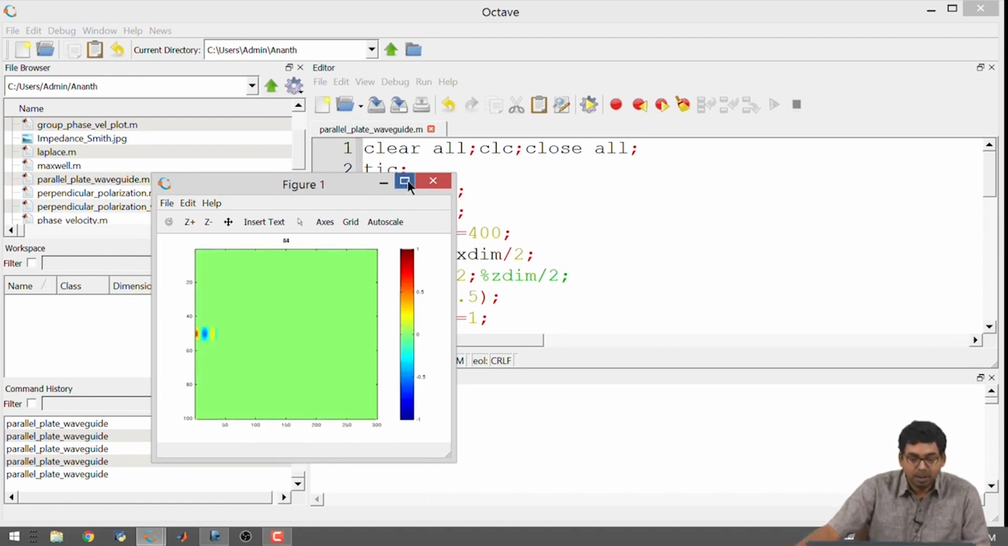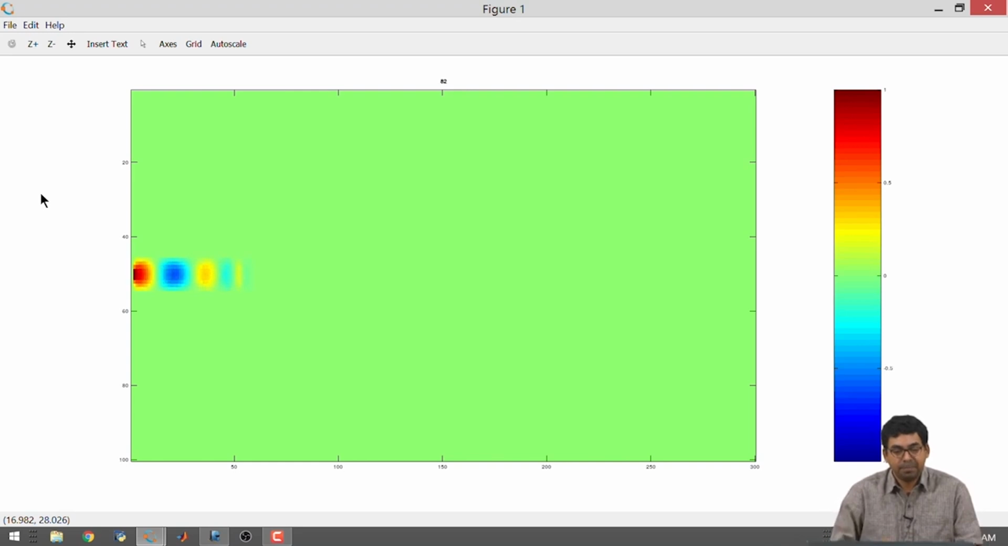Okay, now I will maximize this, it is much better. I am having a source on the left hand side and then I am having 2 plates.